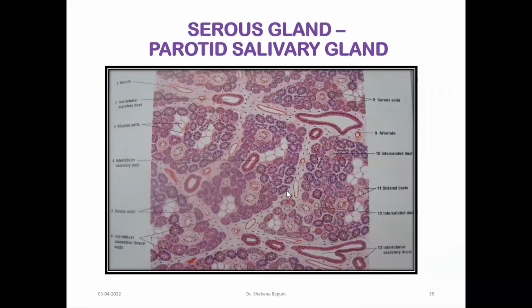This is a picture of the serous salivary gland. We can see these are the different lobules, and we can make out the darkly stained serous acini with small lumen and rounded nuclei centrally placed. And in between the lobules, we can make out the ducts.